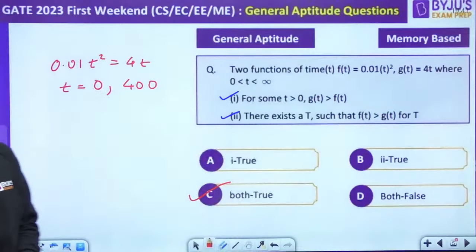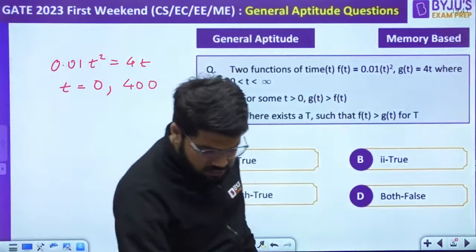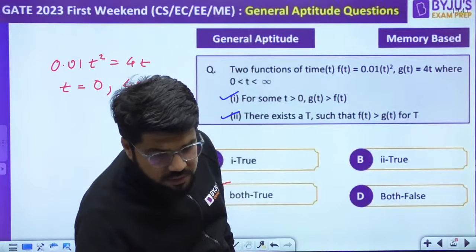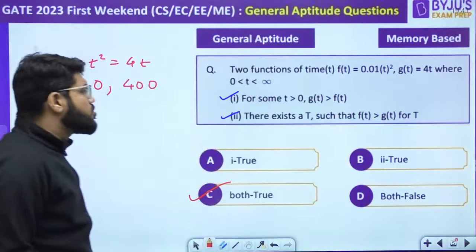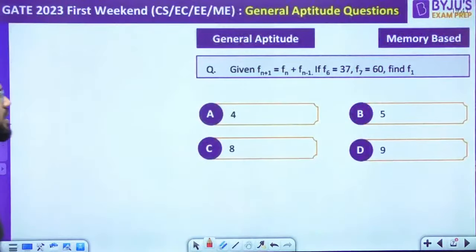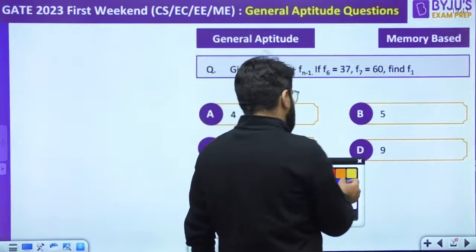Chalo guys, moving ahead to the next question then. What should be the next question? एक बार वो देख लेते हैं. Just a moment. हाँ जी. So what should be the next question? So next question is here. Okay, it's a recursive based question.